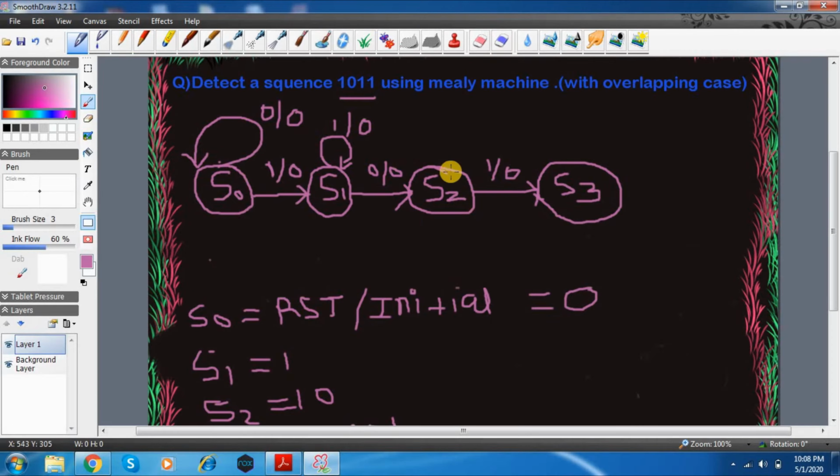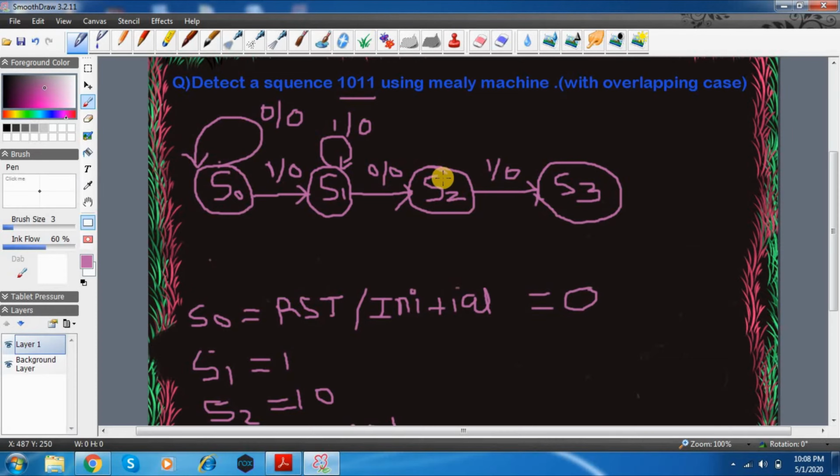Suppose you are at state S2. So if 1 is detected, you can go to the next step. Suppose you are at state S2. If you receive the sequence 1, that is this one, then only you can go to the next step S3.